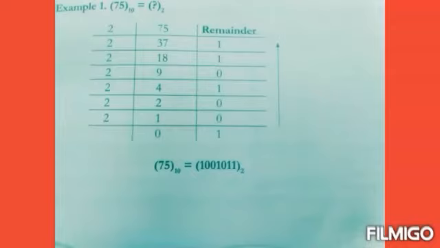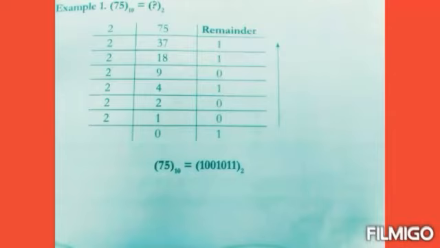When we divide 75, its quotient comes 37 and remainder comes 1. Write the 37 below the 75 and the remainder on the right side. Again, divide the 37 by 2. Its remainder comes 1. Write the remainder in one series and its quotient comes 18. Divide it again by 2. Its quotient comes 9. Divide it by 2 again and its quotient comes 4 and its remainder comes 1. Write the remainder in one series and the quotient below the upper numbers.